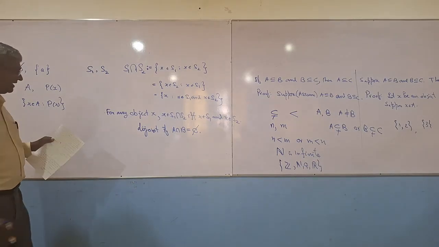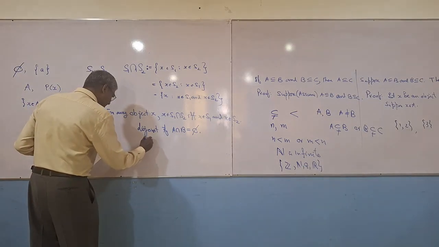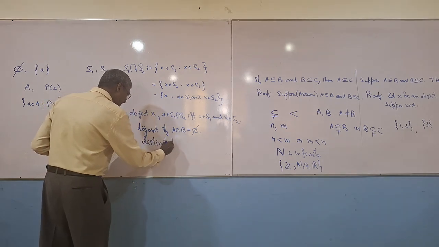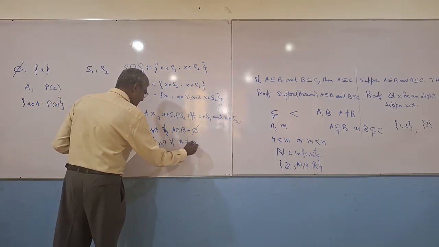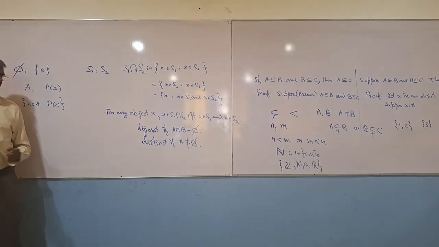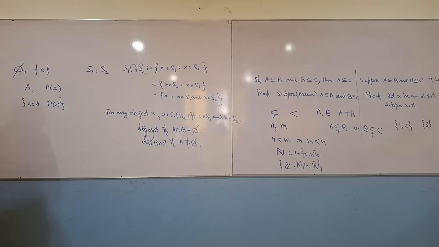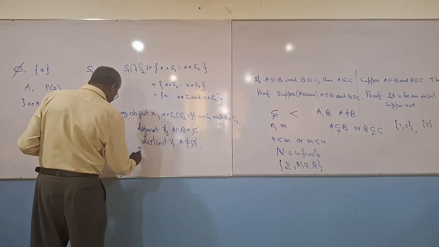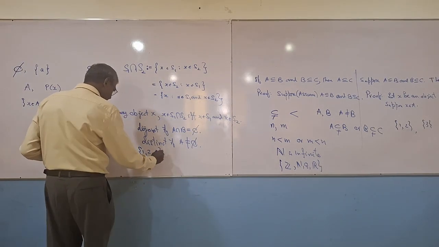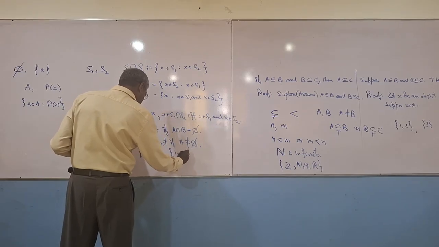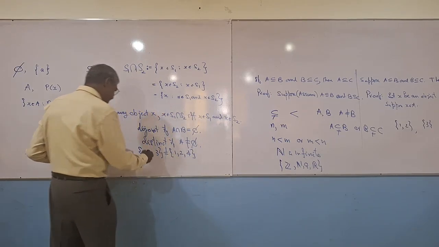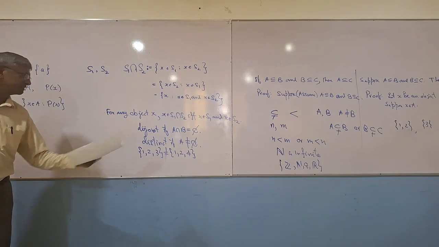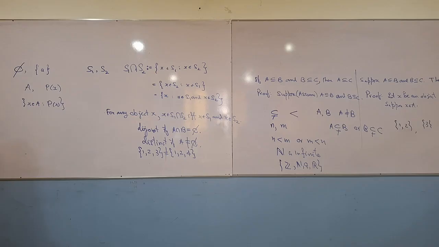Two sets A, B are distinct if A is not equal to B. Disjoint means A ∩ B is empty. Distinct means they are not the same. For instance, {1, 2, 3} and {1, 2, 4} are distinct sets. Why? Because they are not the same. Number 3 is here, it's not over there. Number 4 is there, and 4 is not here.